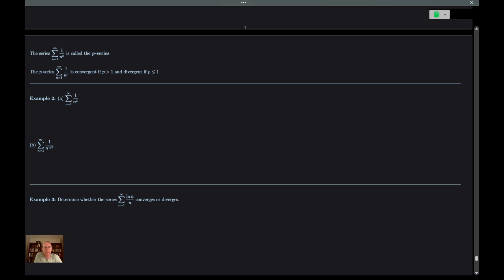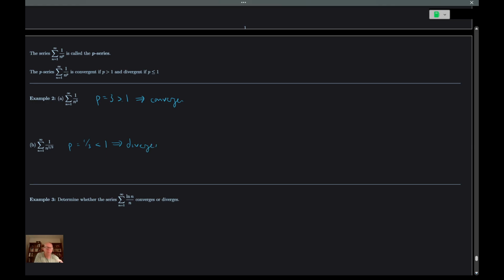So example 2a, we have 1 over n cubed. In this case, p is 3. That is greater than 1, and so this series will converge. And that's all you need to know. Next, we have 1 over the cube root of n, which is n to the 1/3. So p is 1/3. That is less than 1, and so this one will diverge.